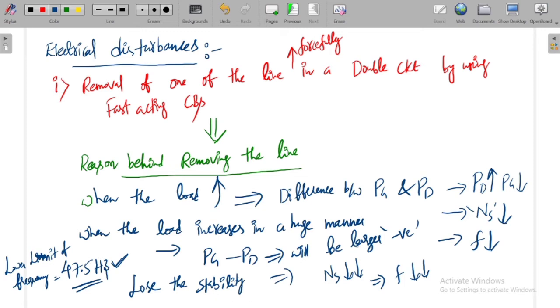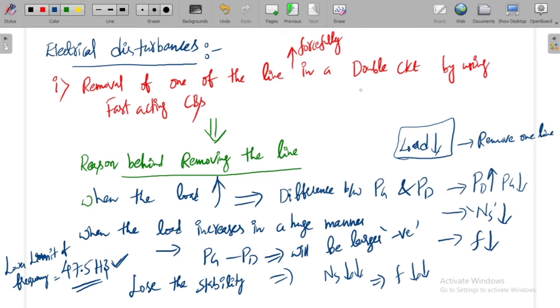That is the reason why, in those situations, we need to reduce the load. In order to reduce the load, we will remove one of the lines. When we remove one of the lines, the loads that are connected to this particular line get disconnected. In that way we can reduce the load. This is the situation where we want to remove one of the lines forcefully in a double circuit.